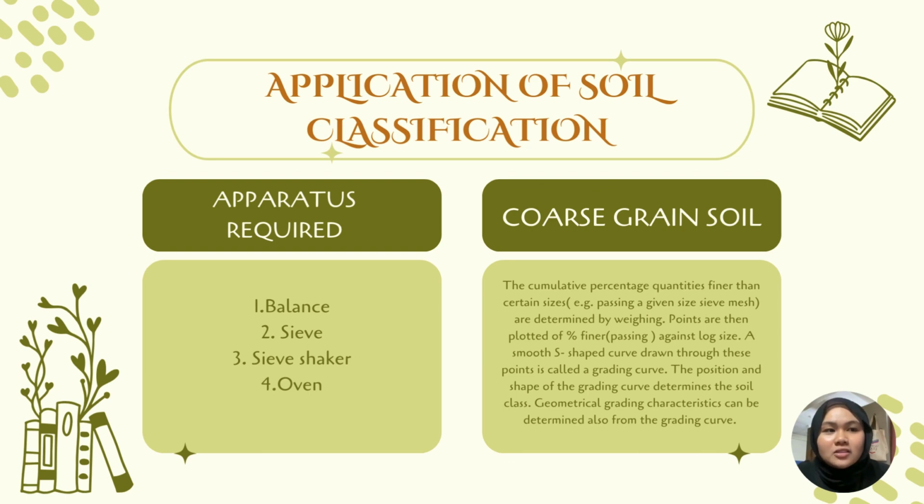And lastly, we have coarse grain soil. The cumulative percentage quantity finer than a certain size, for example, passing a given size sieve, is determined by weighing. Points are then plotted of percent finer against log size. A smooth S-shaped curve drawn through these points is called a grading curve. The position and shape of the grading curve determine the soil class. Geometrical grading characteristics can also be determined from the grading curve.